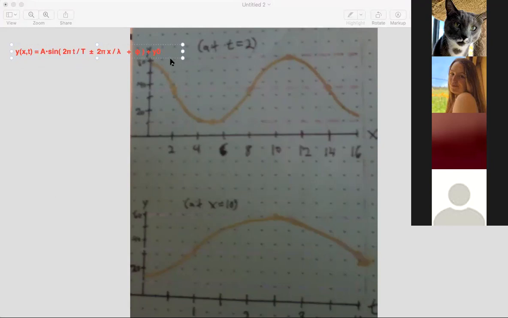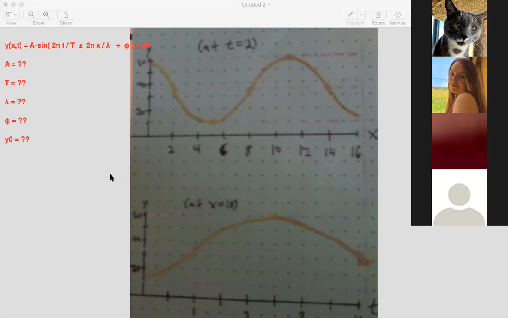There we go. So here's the general format we want this graph to have, or this equation to have. And are there any of these parameters, because we're going to need to find values of all of these: A equals, period equals, wavelength equals, phase shift, and y naught. Are there any of these values we can measure directly from the graphs?